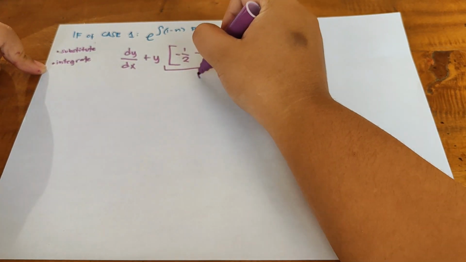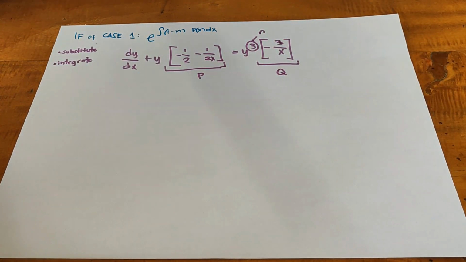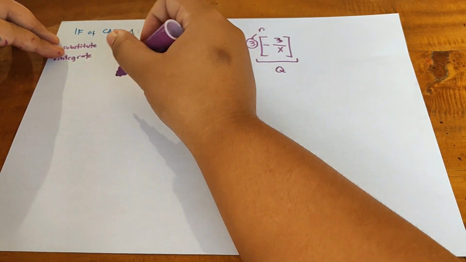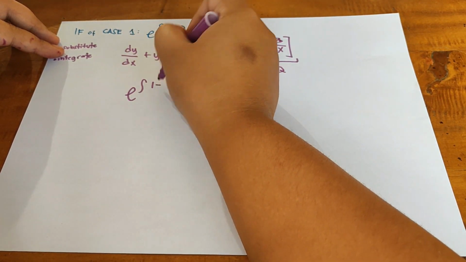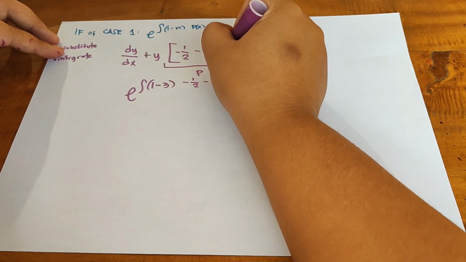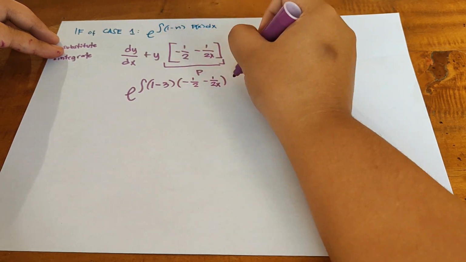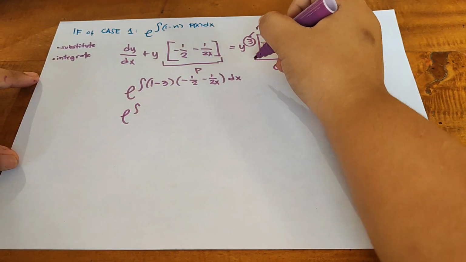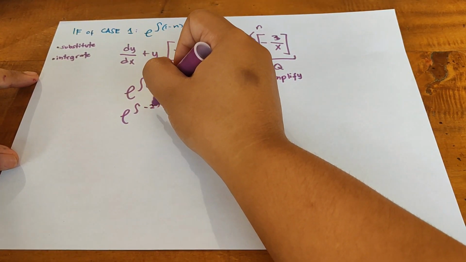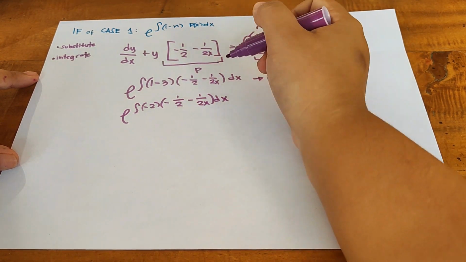After deriving the p, q, and n, we can now solve the integrating factor where we use case 1. First step is we will substitute into the equation. So we have here e to the power of integral 1 minus n, which is our 3, and then the p, which is negative 1 over 2, and the negative 1 over 2x dx. We will simplify this equation. So we have e to the power of integral negative 2, and then copy the negative 1 over 2 and the negative 1 over 2x dx.